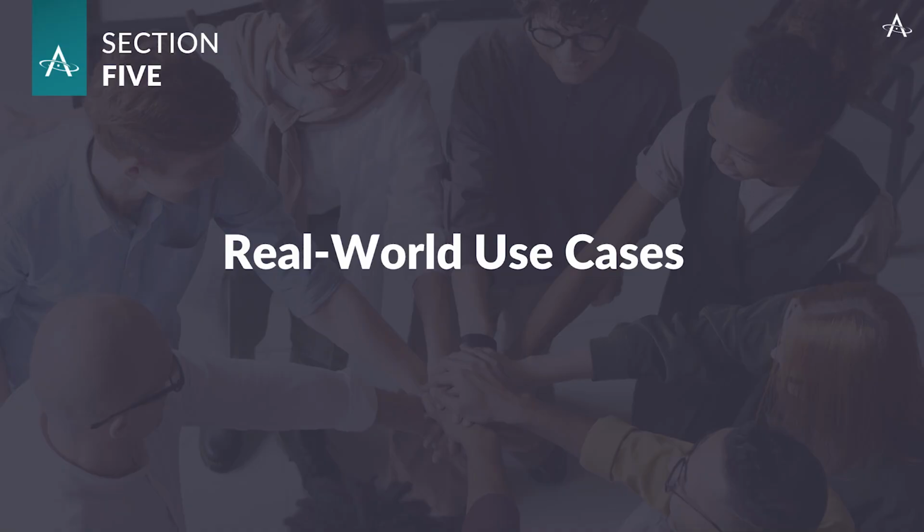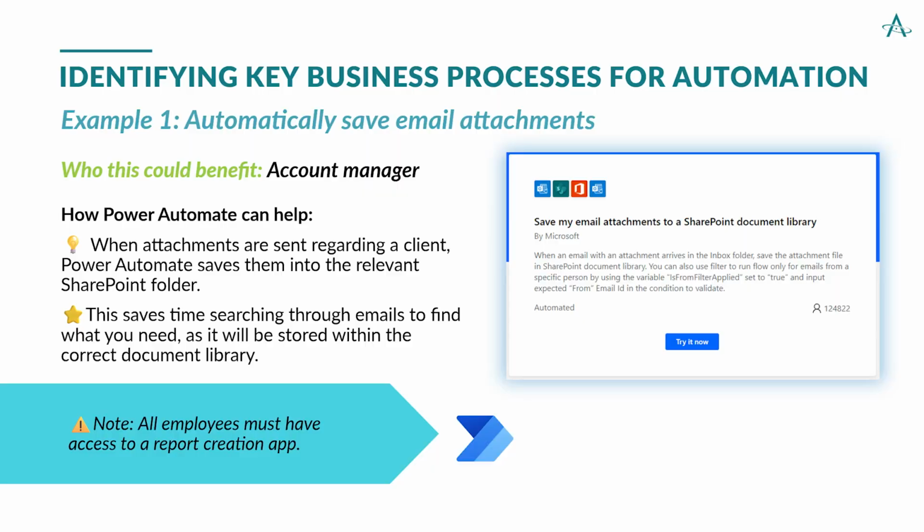Real-world use cases. As we start exploring Power Automate, let's first look at identifying key business processes that can benefit from automation. Automating routine tasks can save significant time, reduce errors, and allow employees to focus on higher value work. Who could benefit from these automations? For example, an account manager or really any team member who frequently handles client-related documents. They could see an immediate improvement.